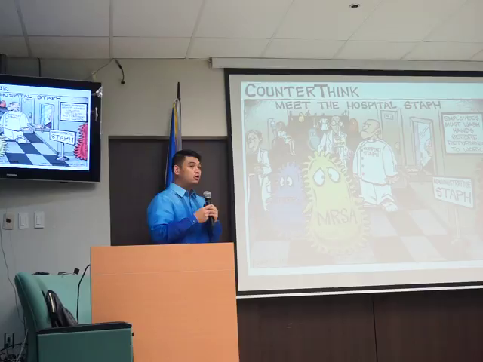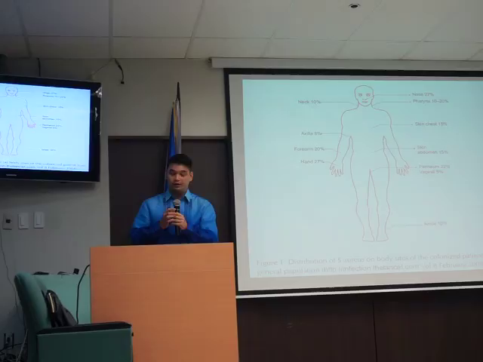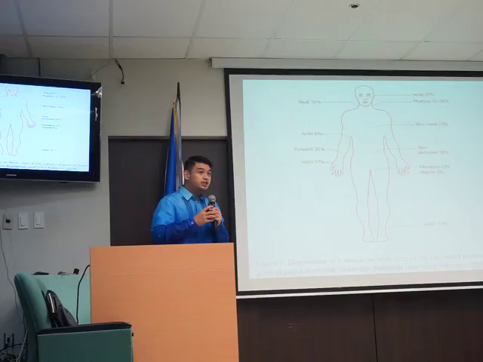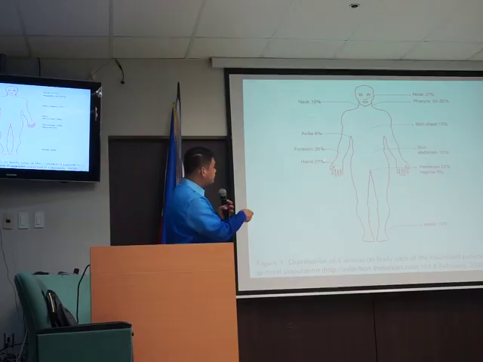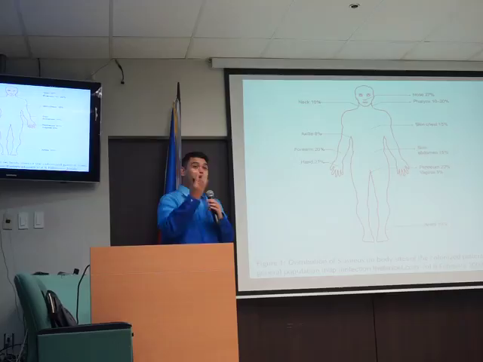This slide tells us the distribution of Staphylococcus aureus. Staphylococcus aureus is a microorganism. It's a germ, a bug that is the number one cause of surgical site infection. From this slide, 27% of Staphylococcus aureus is colonized in your hand and in your nose. Meaning, a big part of your germs is within your hands and within your nose.